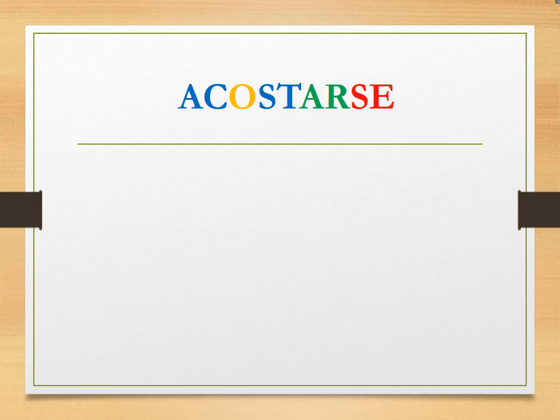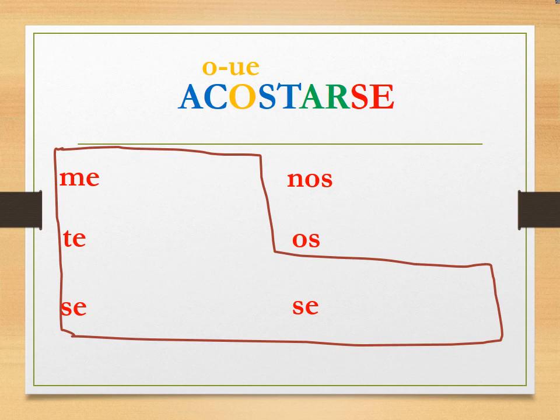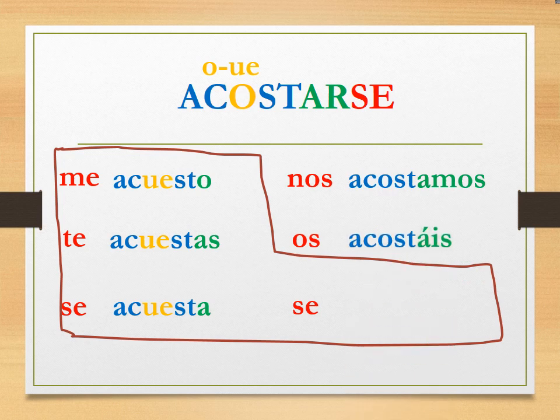All right, last one, acostarse, means to go to bed. Se goes to me, te, se, nos, os, se. The O goes to UE stem change inside the boot. It is an AR verb, so you get acuesto, acuestas, acuesta, acostamos, acostáis, acuestan. So me acuesto a las 10. I go to bed at 10.